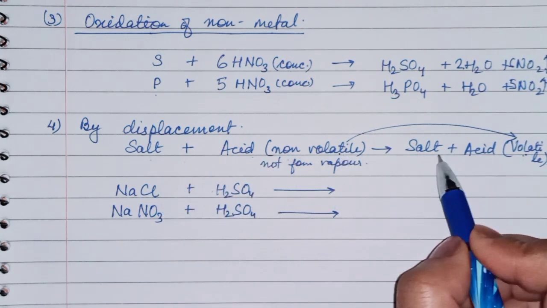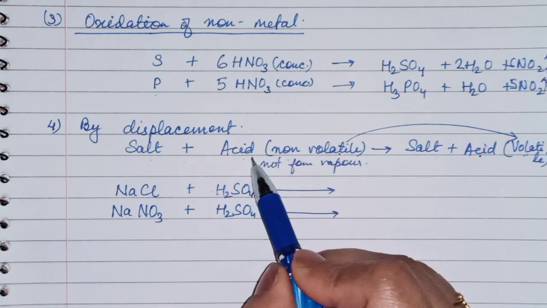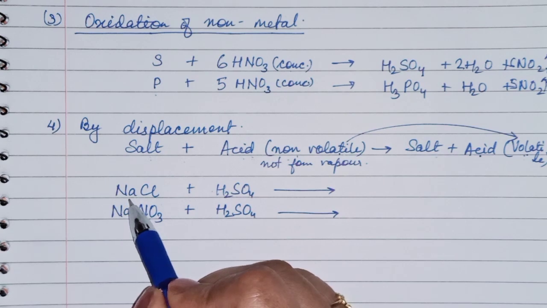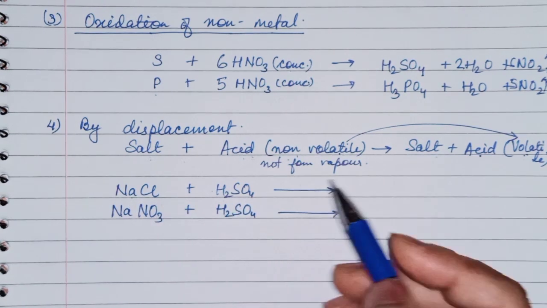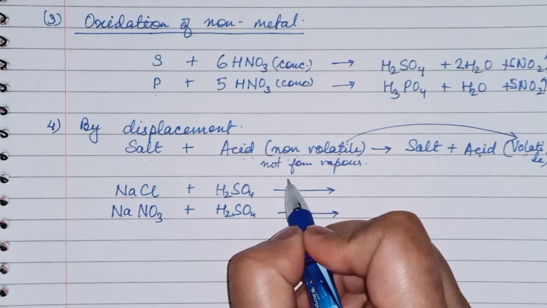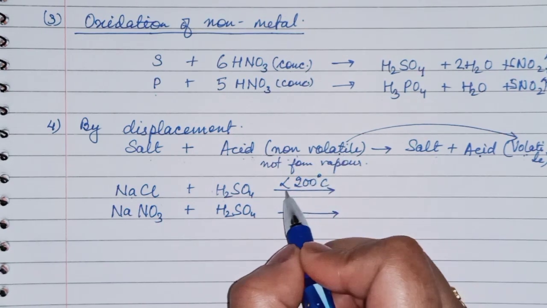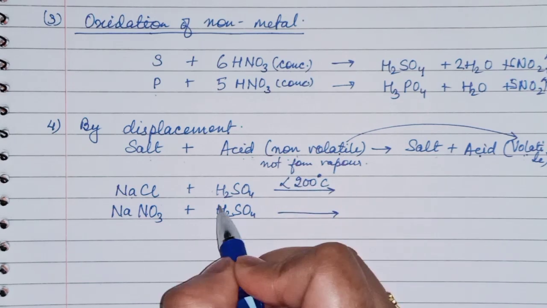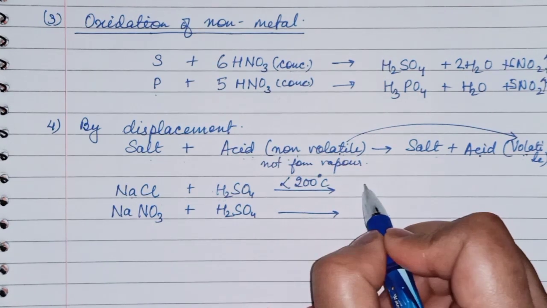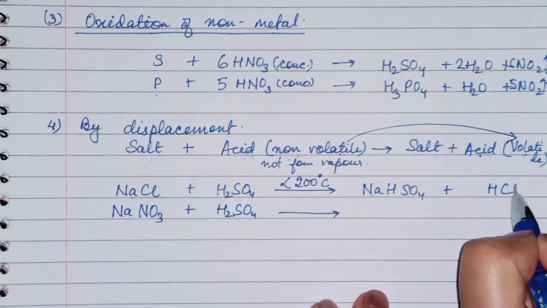Salt and acid are taken, and the acid is non-volatile in the reactant, and you will get volatile acid. Example is sodium chloride and sulfuric acid. One more important point you have to remember, children, is that the temperature must be less than 200 degrees Celsius. If the temperature is more than 200 degrees Celsius, then these two hydrogen atoms will get ionized, but we have to ionize only one hydrogen. So NaHSO4 plus HCl will form.